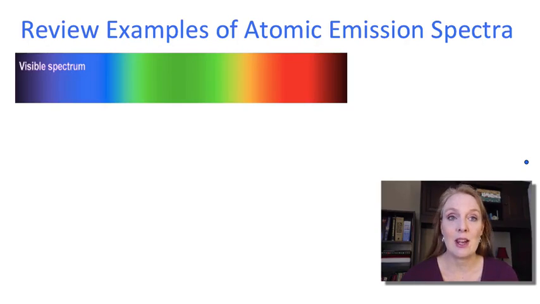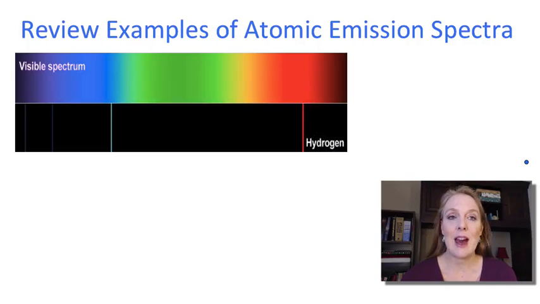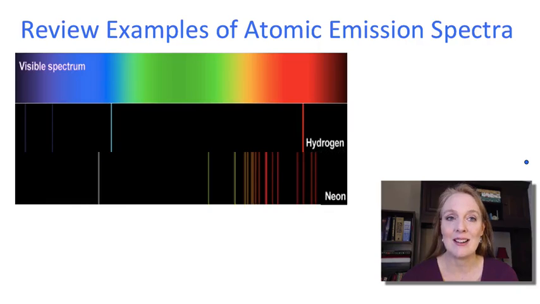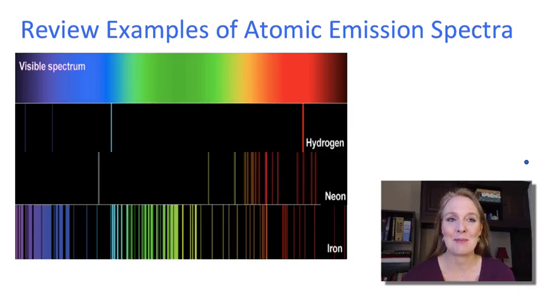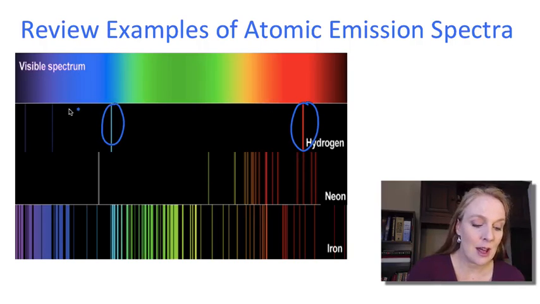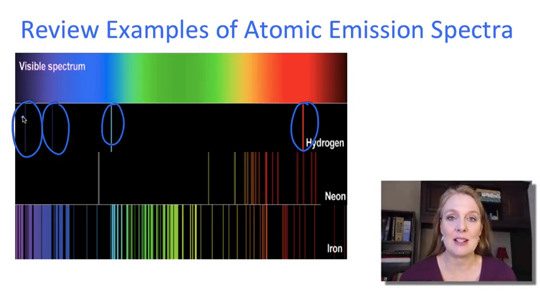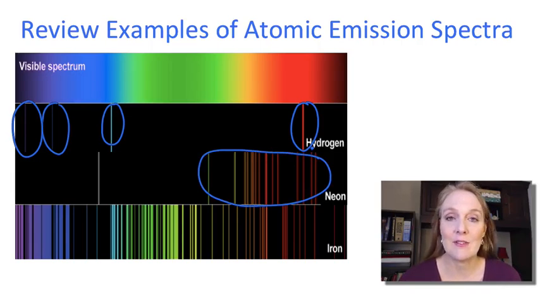Just to remind you, here are some atomic emission spectra. The top is a continuous spectrum of visible light. Below that are some representations of the spectral lines observed for hydrogen, neon, and iron, respectively. In hydrogen, we can see red, blue, and purple lines. The blue and purple here are a little bit difficult to see because they're dark. Neon has more lines than hydrogen, mostly in the red, yellow, and orange region. And iron has a very large number of light emission lines.